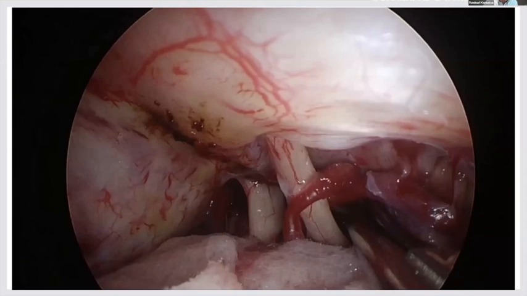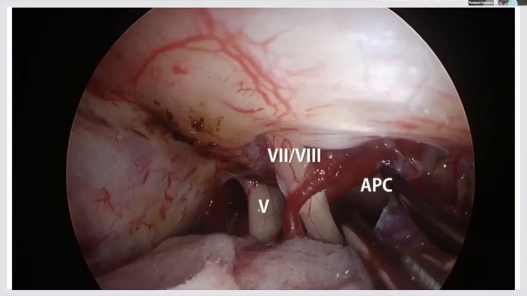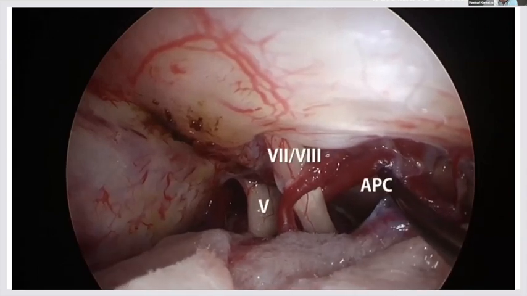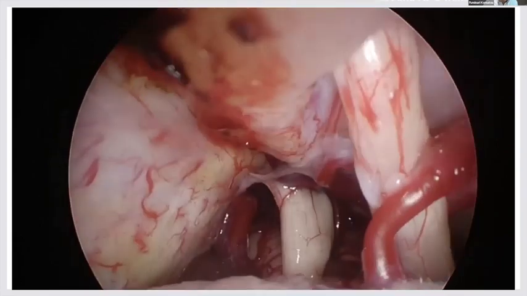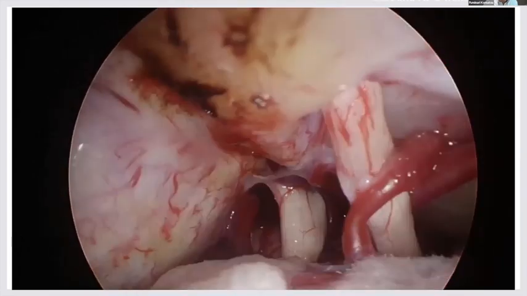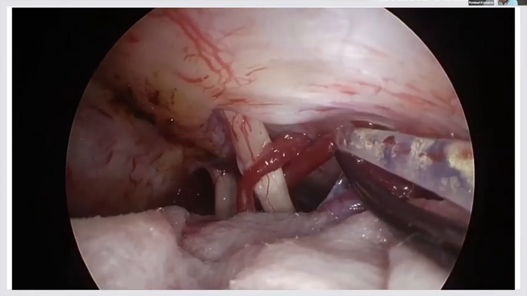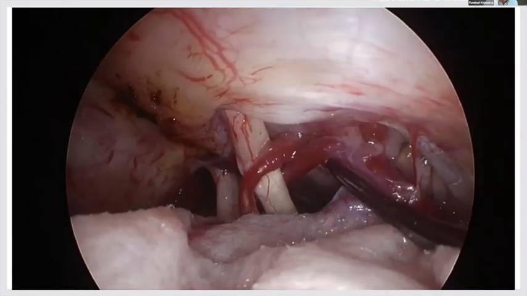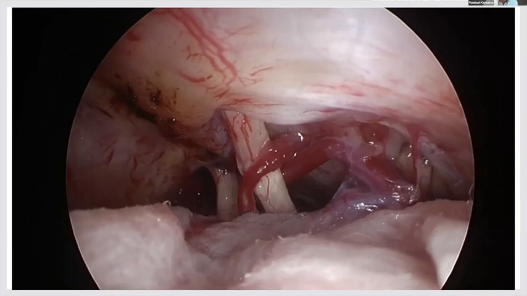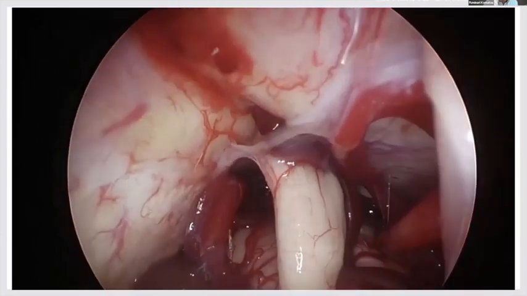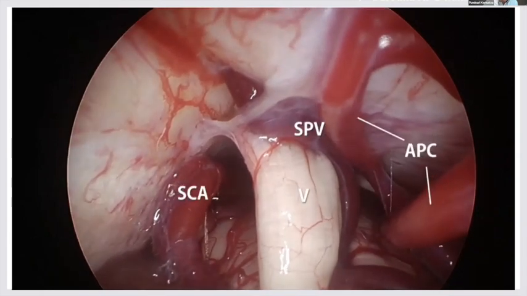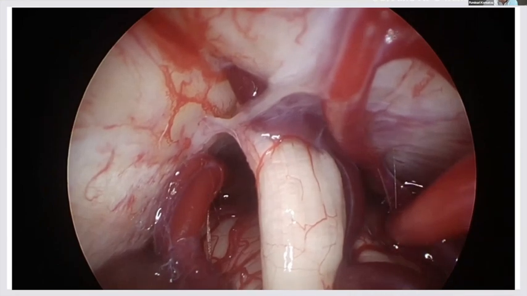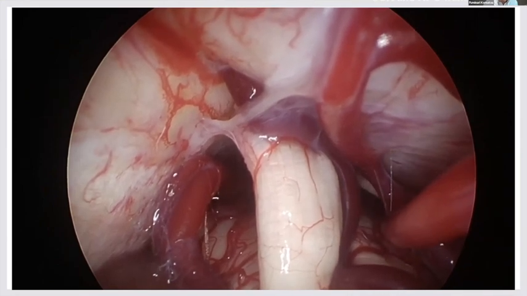And then, again, the ICA common trunk is mobilized from the space between the 8 and 9 nerves and fixed at the petrosal dura. And this is the final view of this surgery. Also, the patient's pain is relieved well.